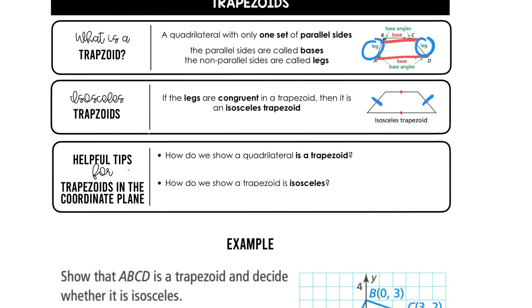Helpful tips for trapezoids in the coordinate plane. To show that a quadrilateral is a trapezoid, we just want to verify that it has one, really and only one, set of parallel sides. To do that, we use the slopes. And then to show that a trapezoid is isosceles, we need to show that it has two congruent sides, the non-parallel ones. So we're going to use the distance formula.